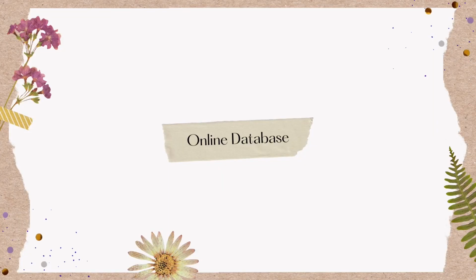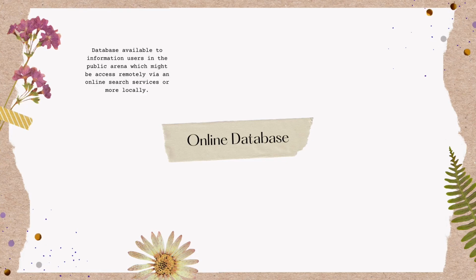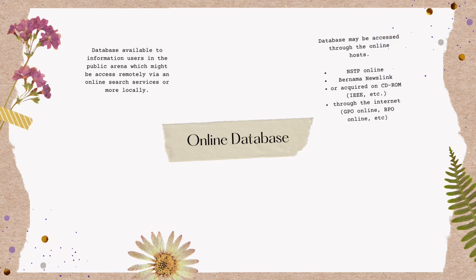One of the services provided by Perpustakaan Sultan Badlishah UiTM Kedah is the online database. Now, let me show you a little bit about what an online database is. An online database is a source of electronic material that provides access to online information. Databases are available to information users in the public area, which might be accessed remotely via an online search service or more locally. Databases may be accessed through an online host such as NSDP Online, Bernama Newslink, or acquired on CD-ROM or through the internet such as GPO Online, BPO Online, and etc.